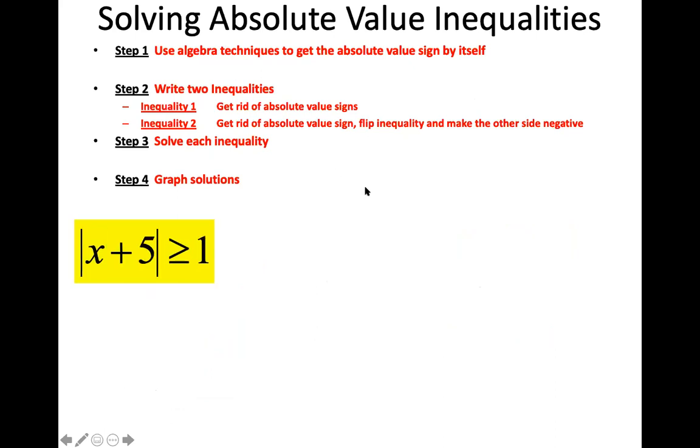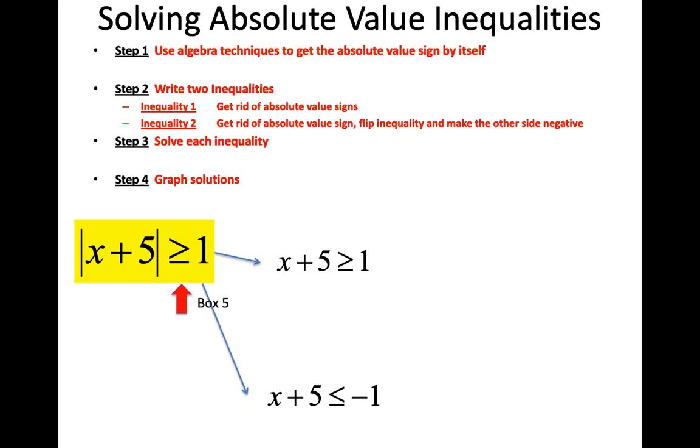Let's see that again. Step number 1, get the absolute value symbols all by themselves. Hey, they're by themselves. Step number 2, you write the two inequalities. The first one will be without the absolute value symbols, and everything stays the same. And the second one will be without them, but flip the inequality and make the number on that one side negative. You see what I did there? That's step 2.